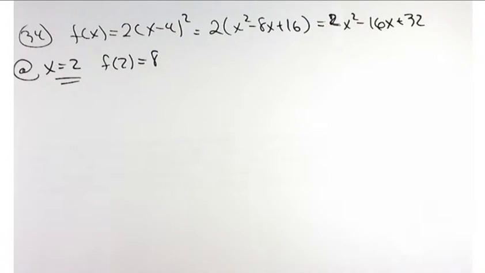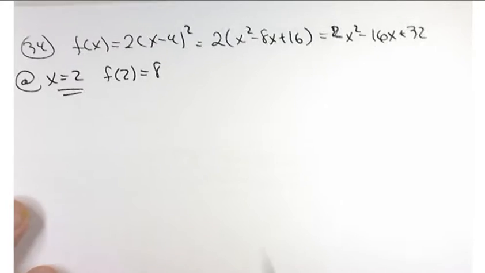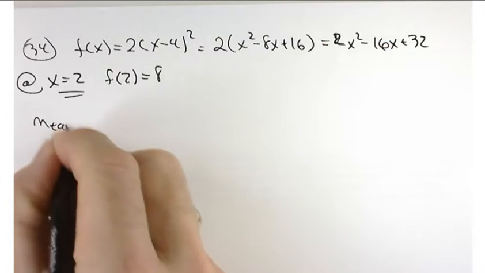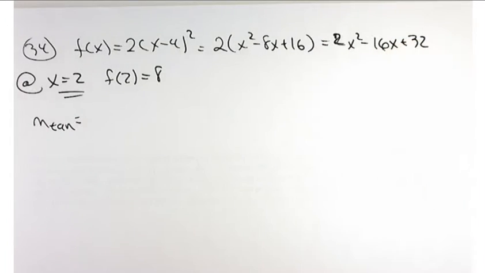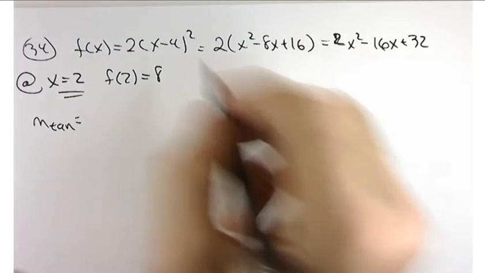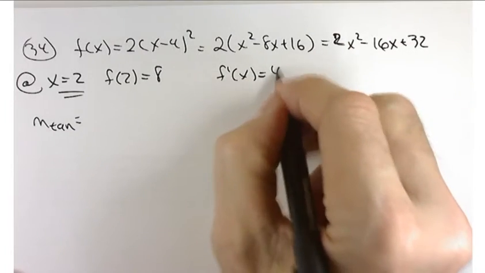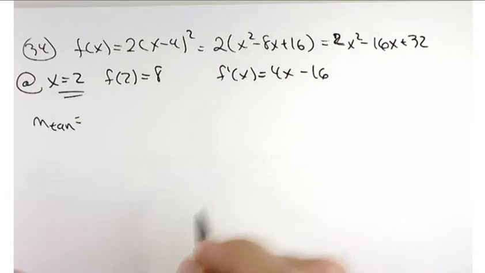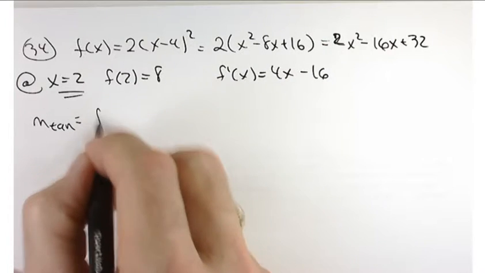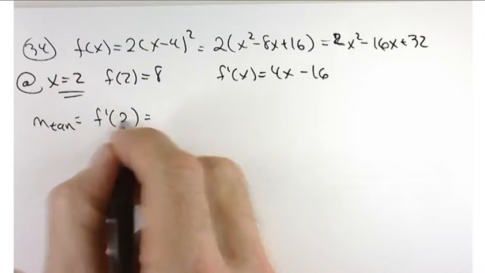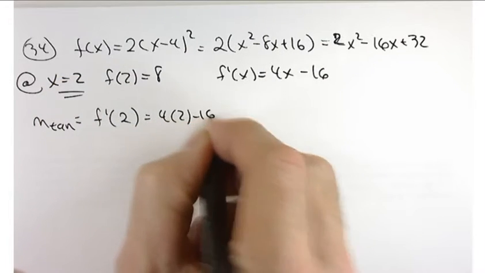Let's look at this one together, and then we'll do another one after this. First thing I need to do is find the slope of the tangent line. What tells me the slope of the tangent line? Yeah, the value of the derivative at a particular point. So what's the derivative? F prime of x is 4x minus 16. The slope of the tangent line is going to be f prime at what point? At 2. So f prime of 2 is going to be 4 times 2 minus 16, which is negative 8.